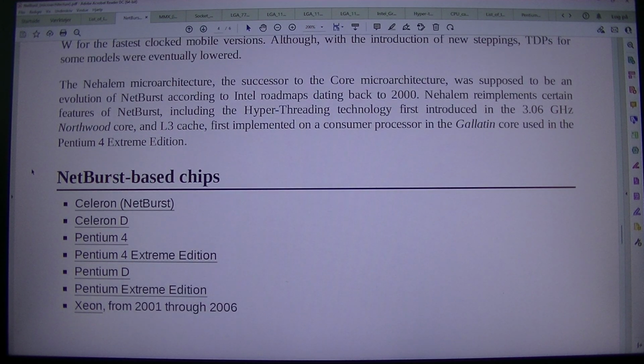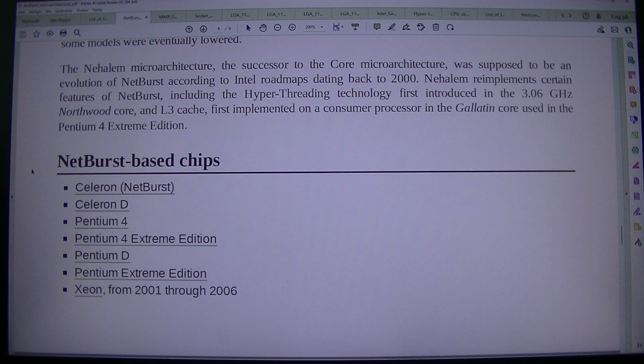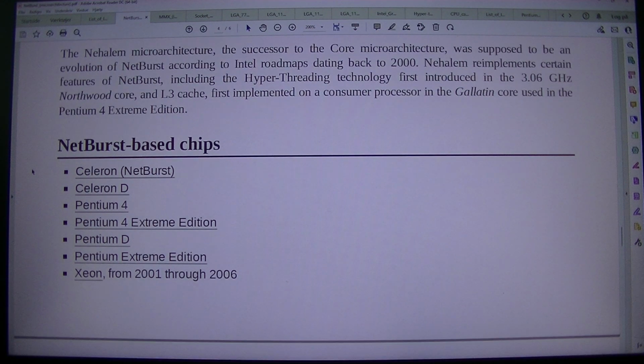The Nehalem microarchitecture, the successor to the Core microarchitecture, was supposed to be an evolution of NetBurst according to Intel roadmaps dating back to 2000. Nehalem re-implements certain features of NetBurst, including the hyper-threading technology first introduced in the 3.06 GHz Northwood core, and L3 cache, first implemented on a consumer processor in the Gallatin core used in the Pentium 4 Extreme Edition.